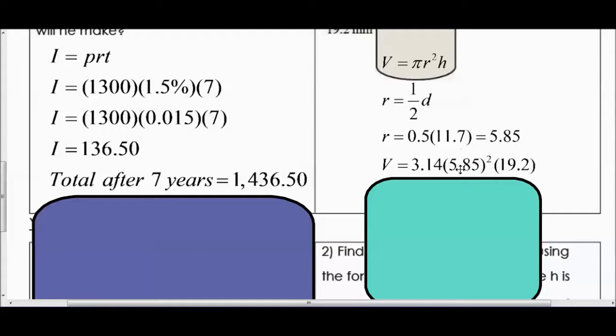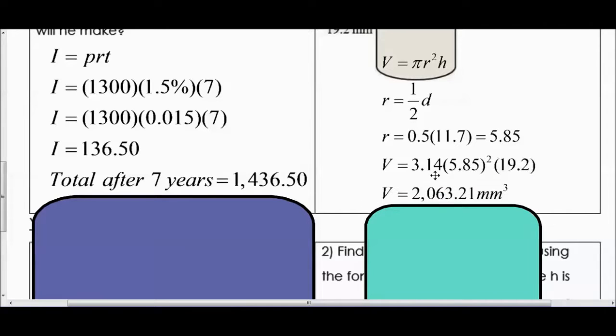We're going to do that squaring first. 5.85 squared, that should give you about 34.22. And then you multiply it times the other two numbers, times 3.14 and times 19.2. And that gives you this big number for the volume. Now these units are cubed because we're talking about the space it takes to fill an object. Those are cubic units, or cubic millimeters in this case.